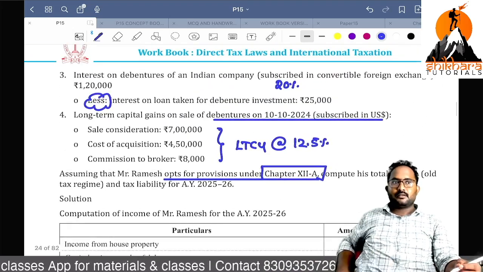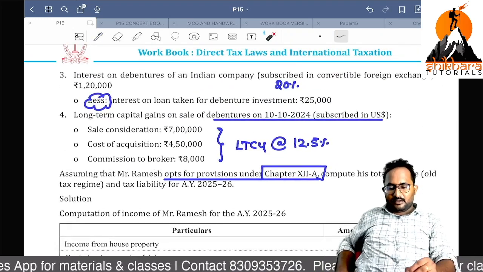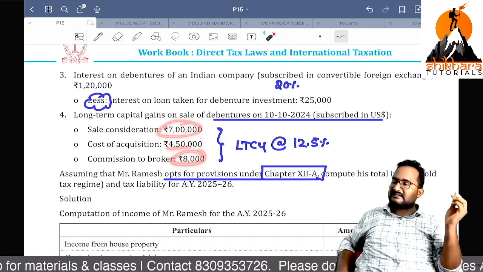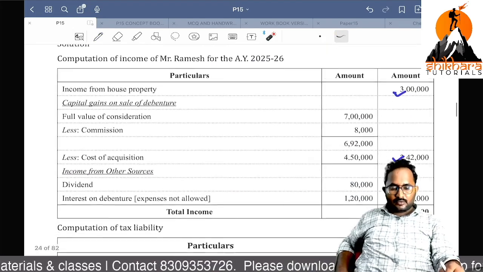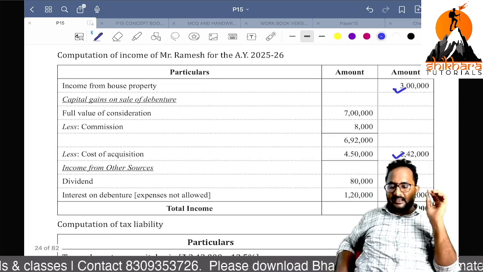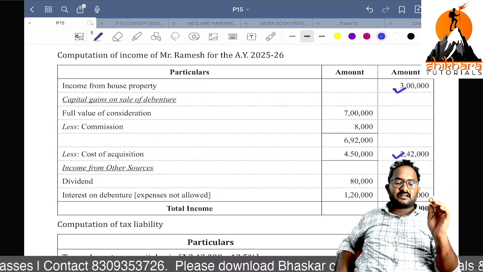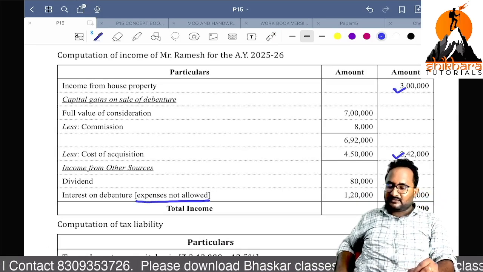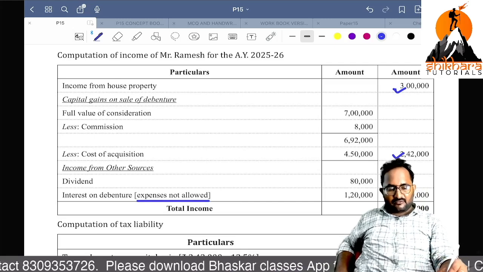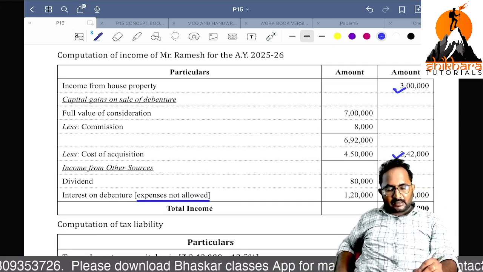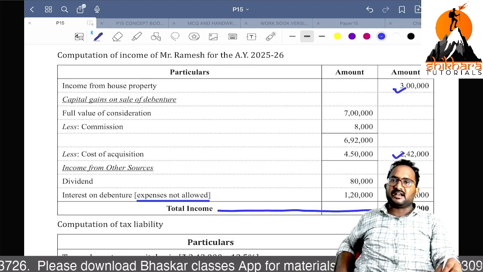Try that, so simple. Sale consideration minus transfer expenses minus cost of acquisition, you will get 2,42,000. Dividend income is there, and then interest on debentures. Can you allow the expenses? No, that is investment income related. So total income is 7,42,000.